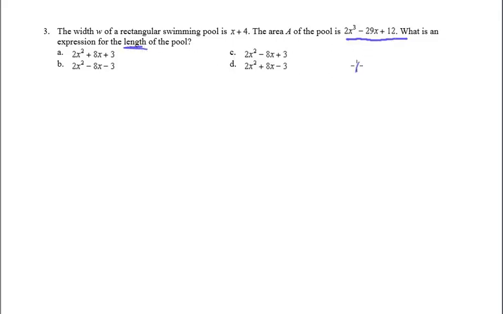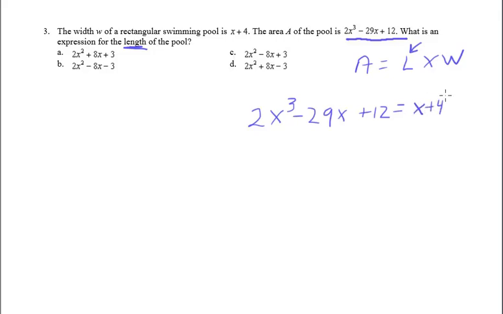Well, we know that area equals length times the width. Well, they've given us the width, so we just have to figure out what the length is. And if the area is 2x cubed minus 29x plus 12 equals x plus 4 times the length, then to figure out what the length is, we just divide both sides by x plus 4.